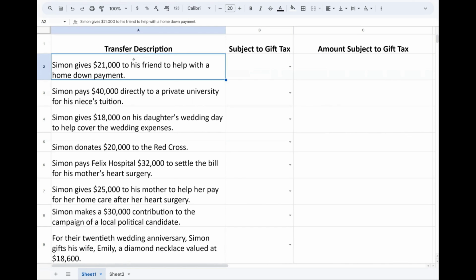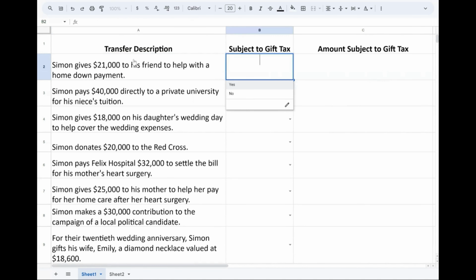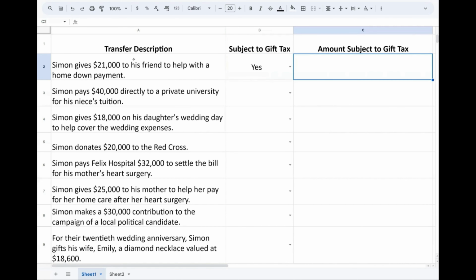Regarding the first transfer, Simon gives $21,000 to his friend to help with the home down payment. Does this gift relate to one of the exclusions that we have mentioned before? No, it does not, and therefore this amount is subject to gift tax. However, we need first to deduct the annual exclusion of $17,000. So 21 minus 17 is 4, and the amount that is subject to gift tax is $4,000.